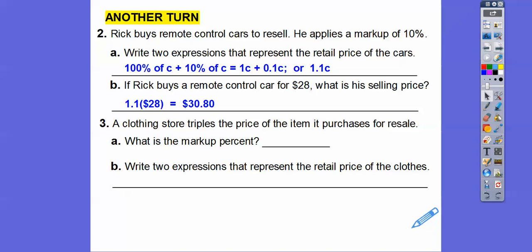So what is the markup percent? And then write two expressions that represent the retail price of the clothes. Okay, I'm going to do part B first, you guys. It'll help explain what the markup percent is right there. Okay, so write two expressions.